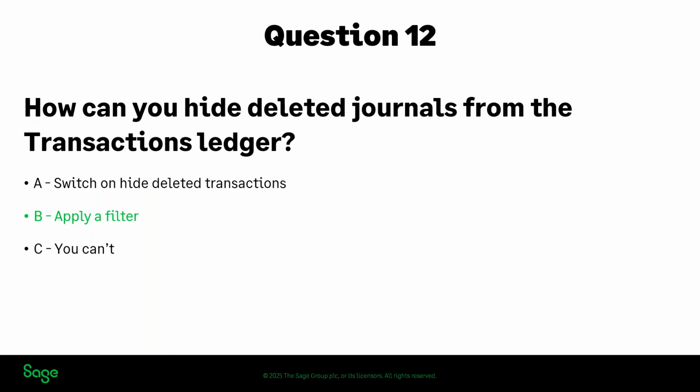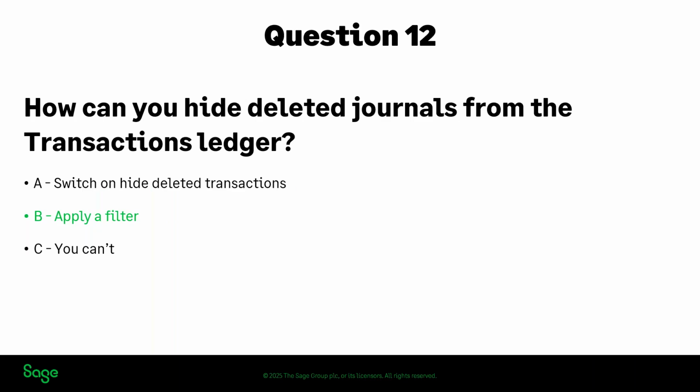Final question of round 3 was, how can you hide deleted journals from the transactions ledger? So again, there was a bit of a divide on this one. 33% of you went for the option to switch on the option to hide deleted transactions. Just over half of you went to apply a filter, and about 13% of you went for the option saying that you can't.